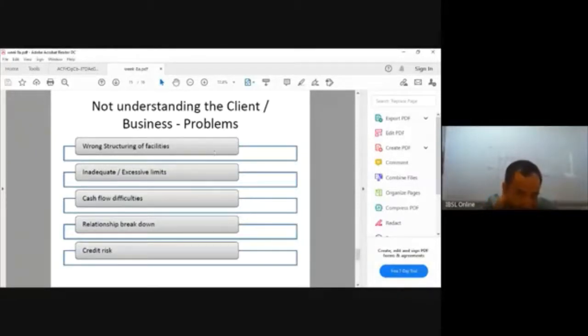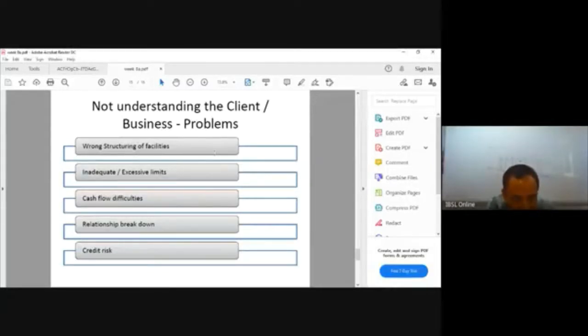Inadequate, excessive limits. We don't look at the limits for what is required now. But the thing we should keep in mind is that we should not lend to a customer more than what he requires. When you lend more, he will have ideas to go and spend elsewhere, right? Unproductive, less productive areas he will spend on, and then he will struggle to repay.